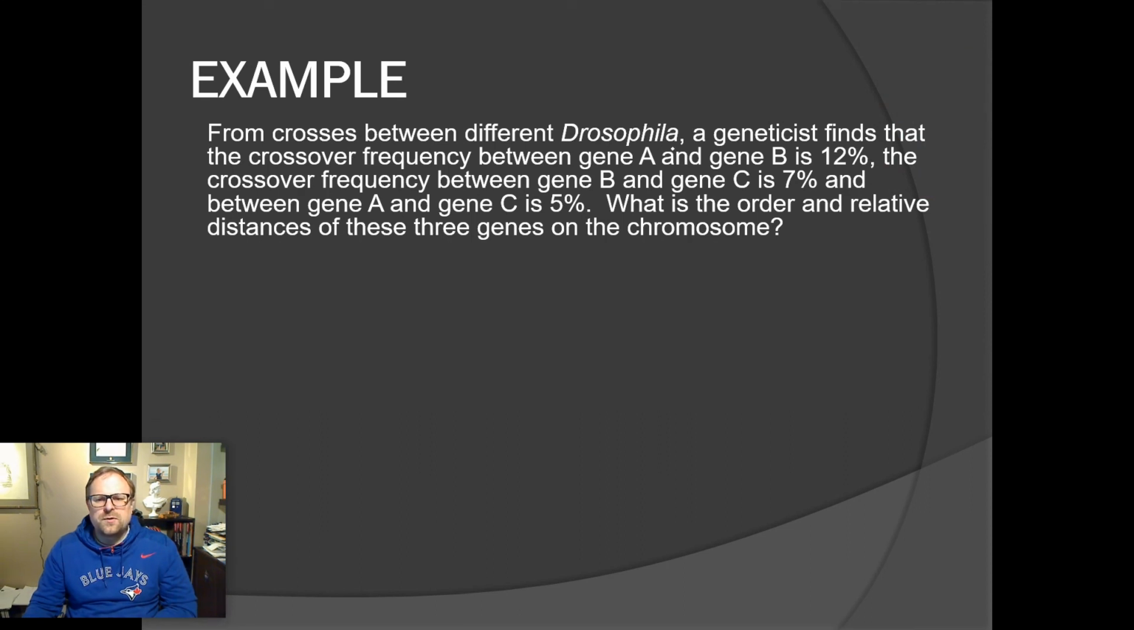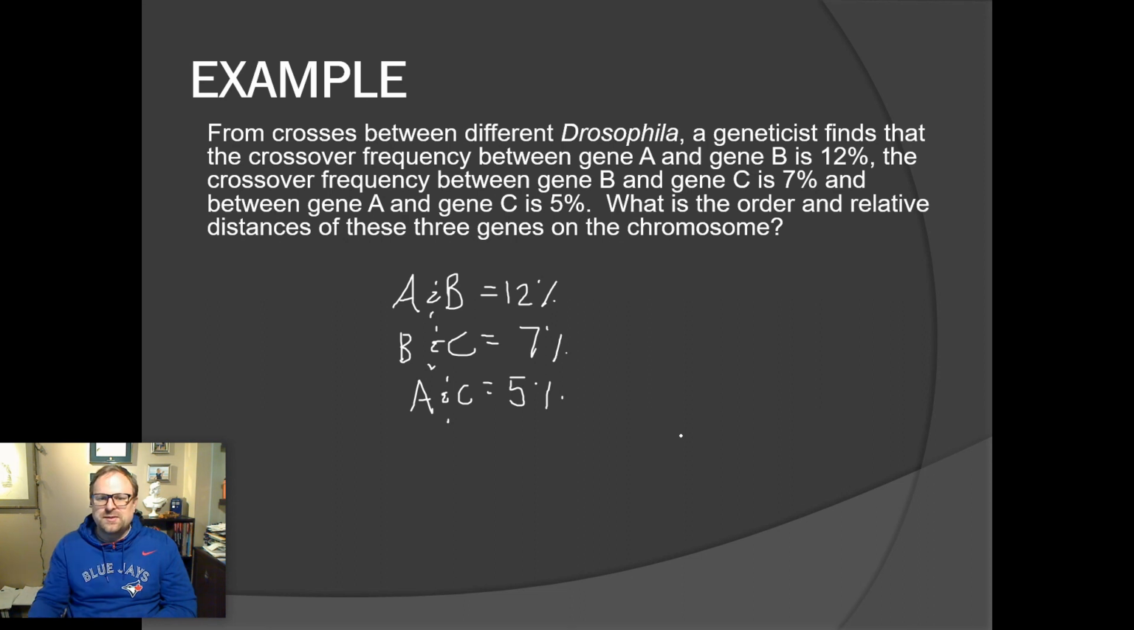From crosses between different Drosophila, a geneticist finds that the crossover frequency between A and B is 12%. Then the crossover frequency between B and C is 7%. Just from that information, there's a much greater chance of A and B being split up than B and C being split up. And then the difference between A and C is 5%.